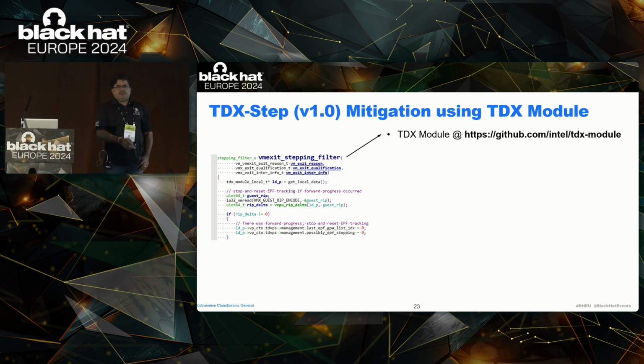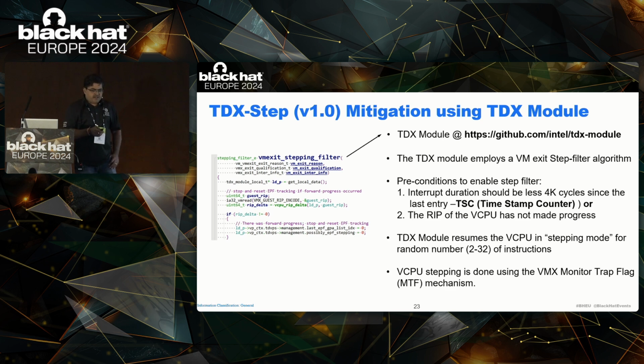And this is the step algorithm that it actually implements, where it is a heuristics-based implementation, the VM step filter algorithm. There are two conditions based on which the TDX module will detect whether the TD is under step attack. The first one is it will make sure that between the interrupt occurrence of the current TD and the TD enter, if the number of cycles consumed is less than 4K cycles, then it will determine that this TD is under step attack. And we use the TSC or timestamp counter to measure these cycles. And my friend Scott is going to talk in a little more detail on TSC later.